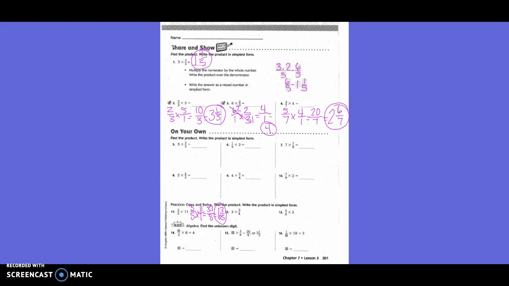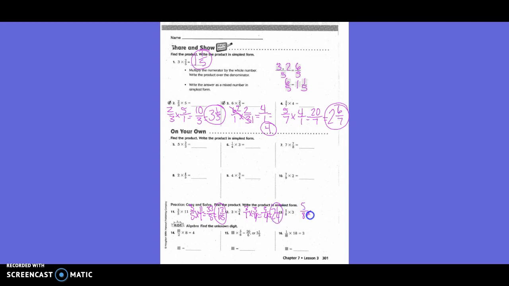How am I going to set up the next one? 3 over 1 times 3/4. Can I simplify? No. 3 times 3 is 9/4. 9/4 equals 2 and 1/4.